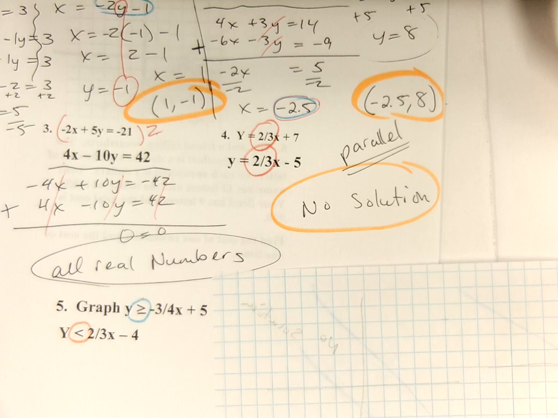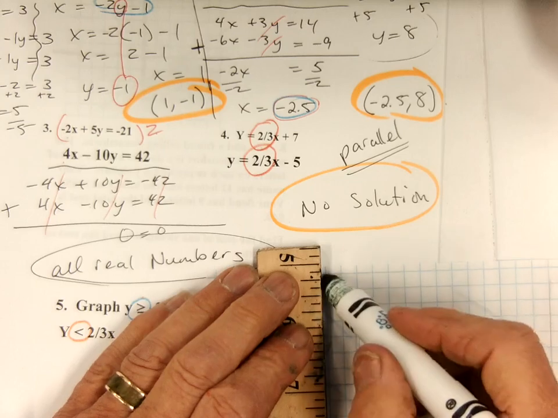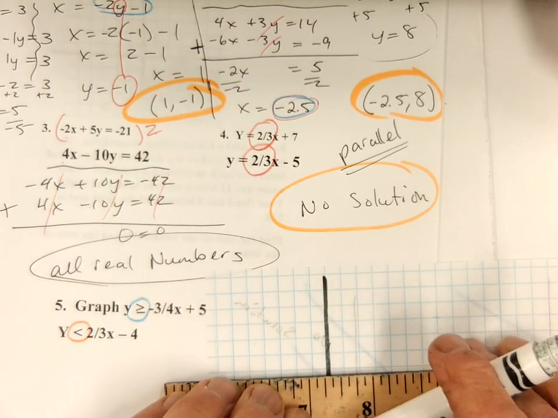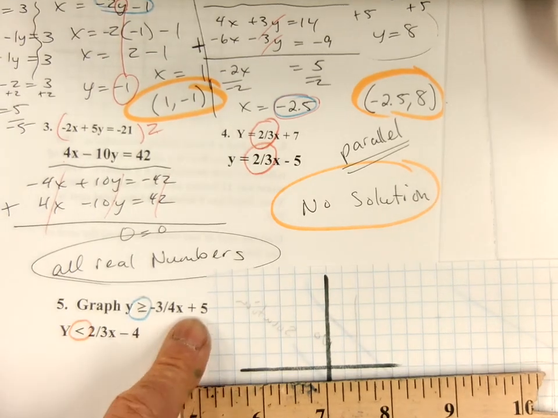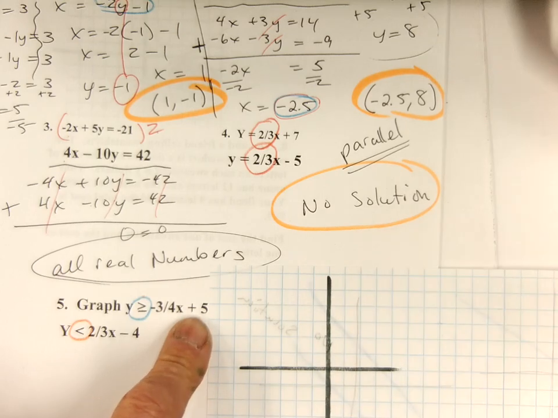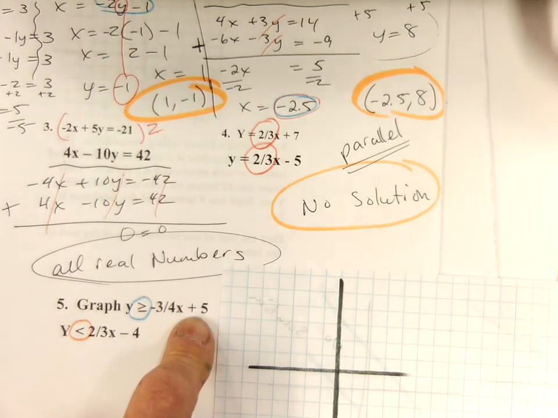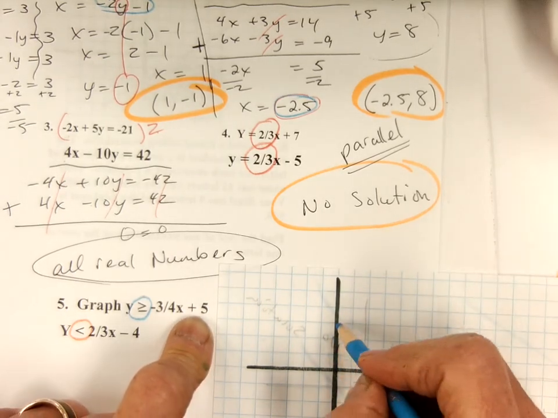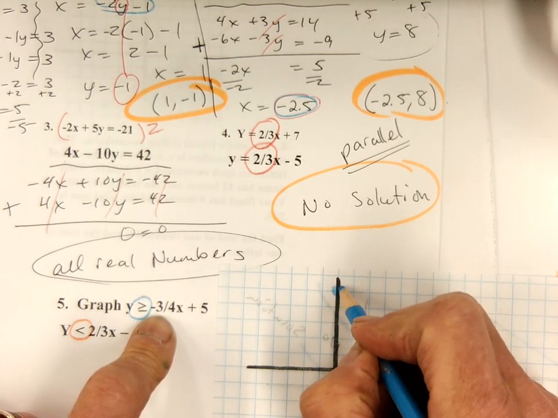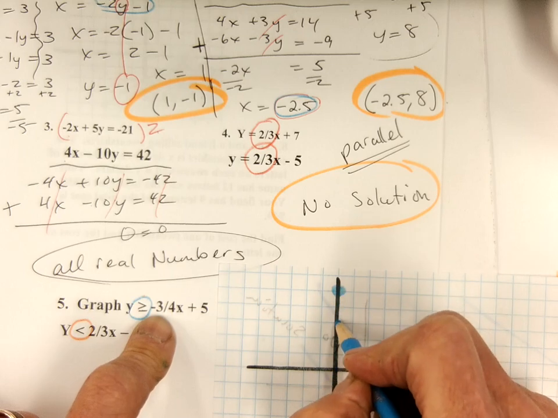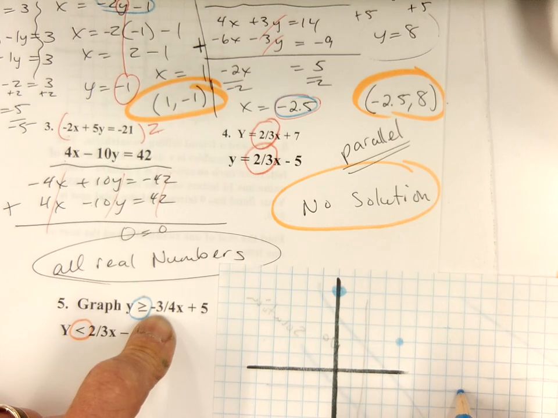I'll put down my XY axis. So the first line has a y-intercept of 5. I'll do this one in blue so you can see it. 1, 2, 3, 4, 5, y-intercept. Slope of negative 3 over 4, so I'm going to go down 3 over 4. 1, 2, 3, 1, 2, 3, 4. Do it again. 1, 2, 3, 4. Okay.